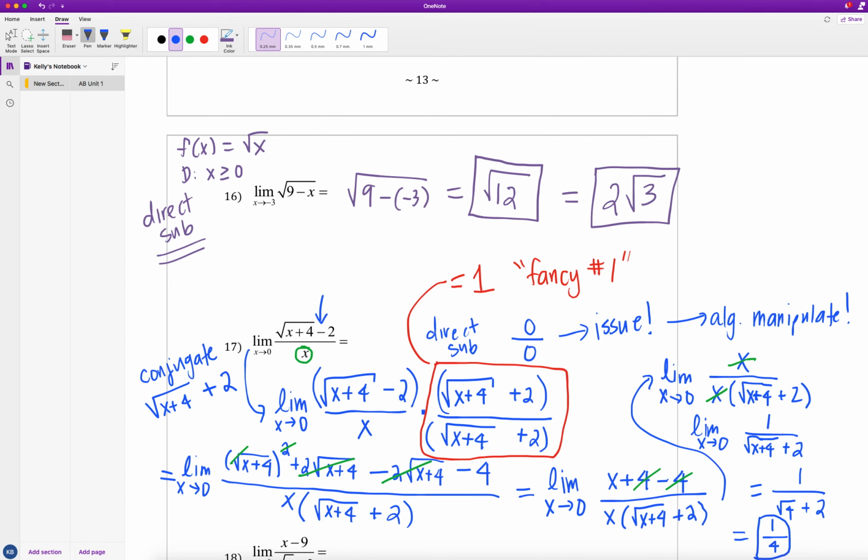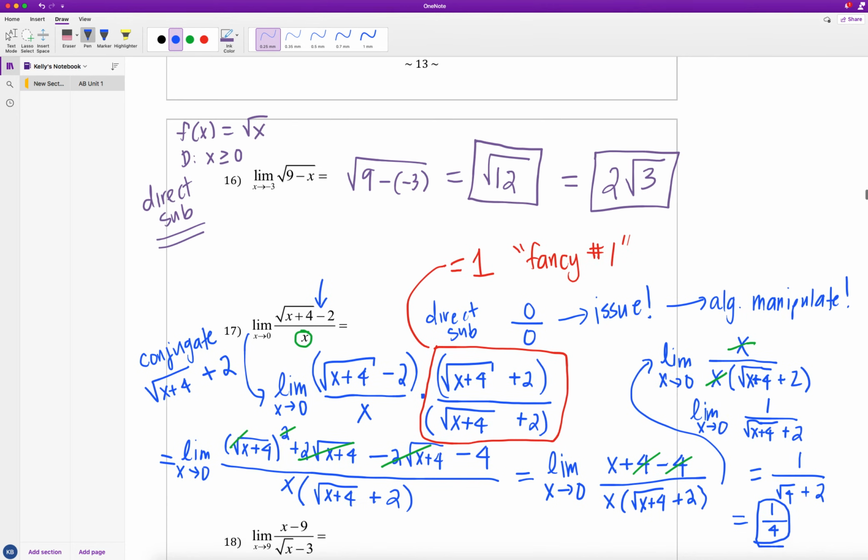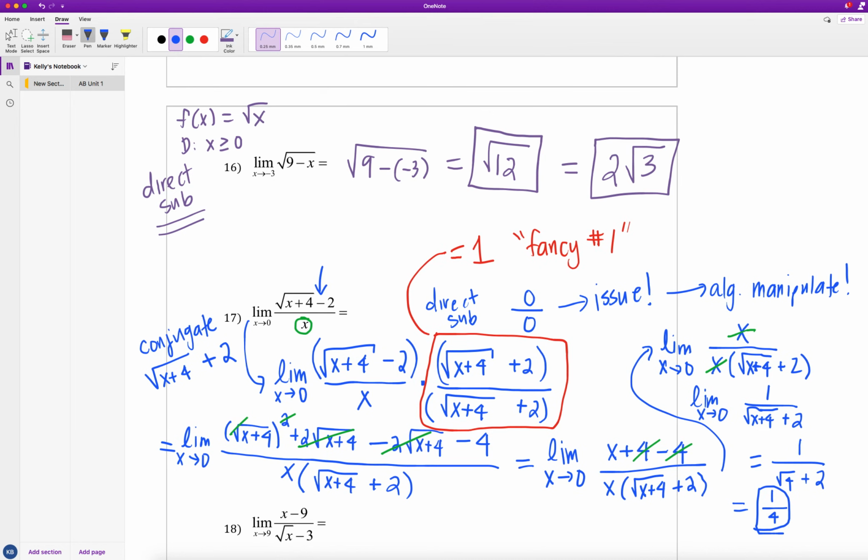There we go. So as we can see through example 17 here, when we have to deal with a conjugate, it does get a little bit more messy with all the algebra, but there's still an algebraic way to manipulate these, and we can multiply by the conjugate in both the numerator and the denominator. As we multiply that all out, our issue will end up canceling out, and then we can end up doing a direct substitution.